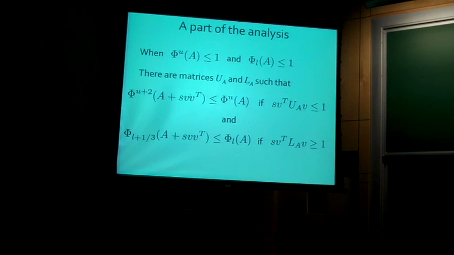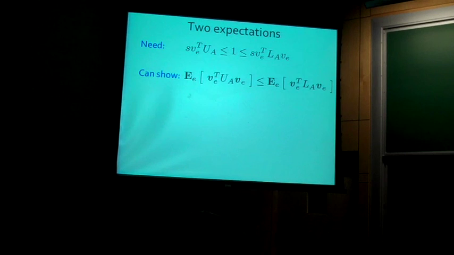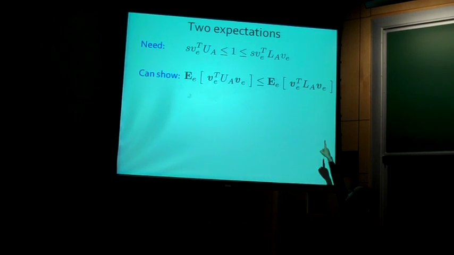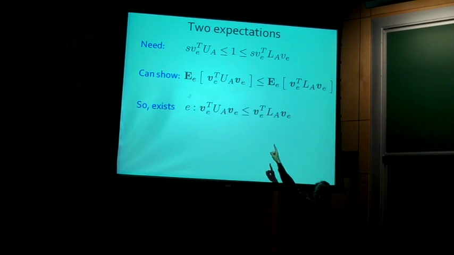Now, what we can show pretty easily is that in expectation over the choice of vectors in our sets, the expected value of the upper quadratic function is less than or equal to the expectation of the lower quadratic function. So we prove that. And this is an easy calculation, because it just rests on the trace of those matrices UA and LA. Once we know that in expectation one is less than or equal to another, that tells us that there exists an edge E for which one quadratic form is less than or equal to another. That's how you deal with 2 expectations.